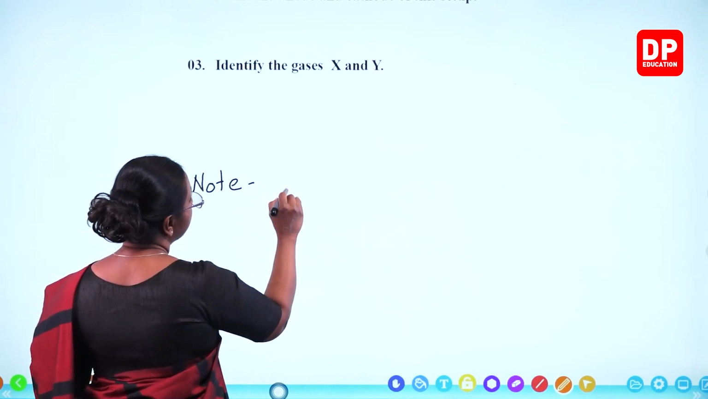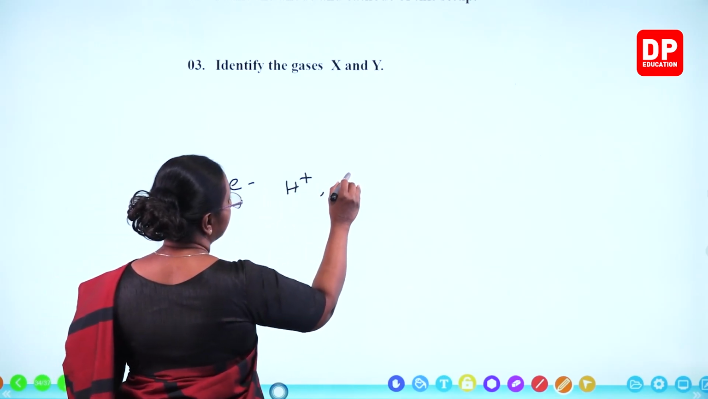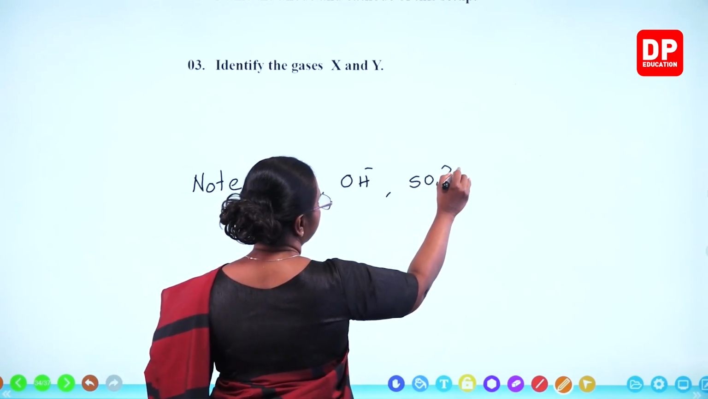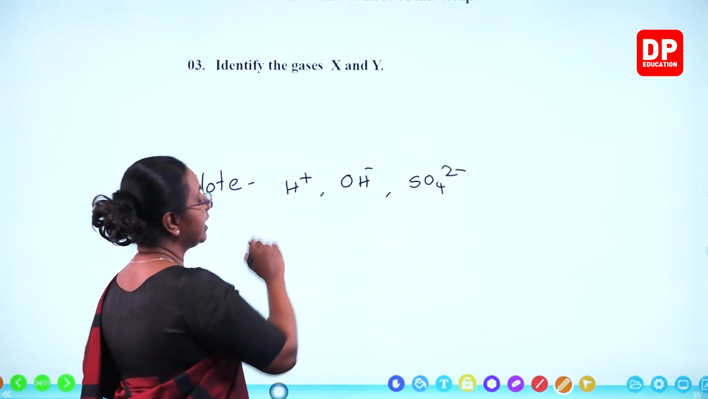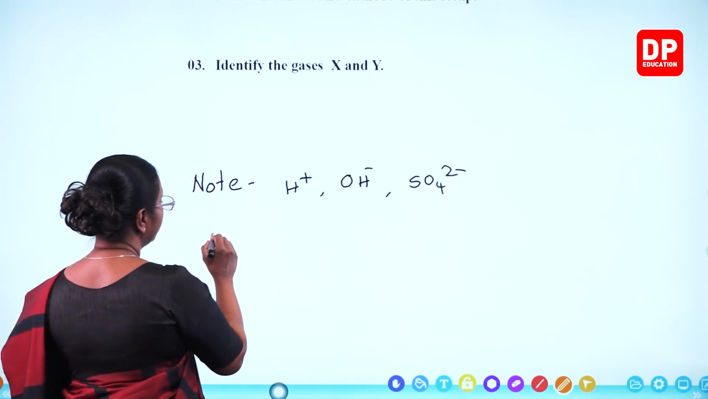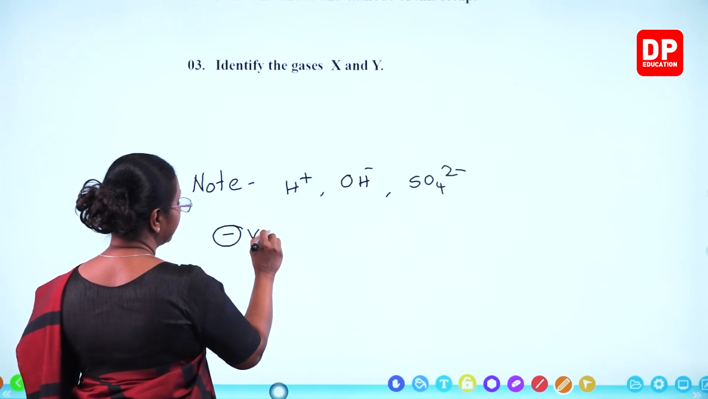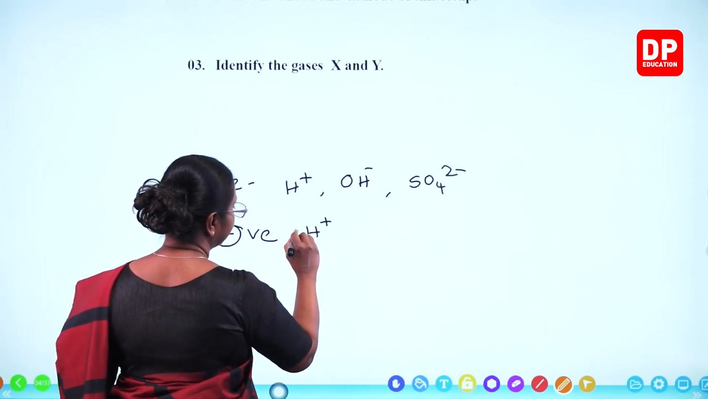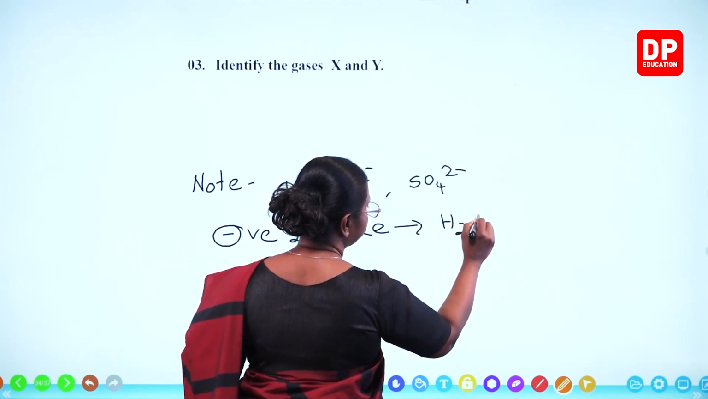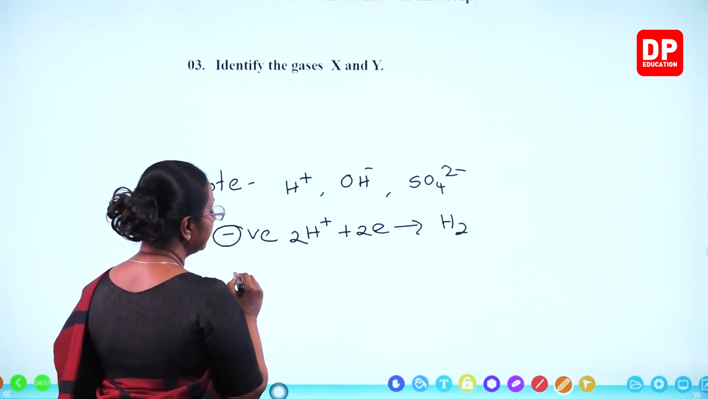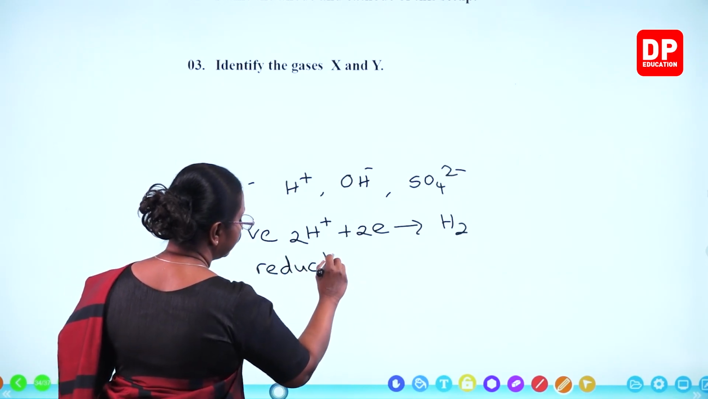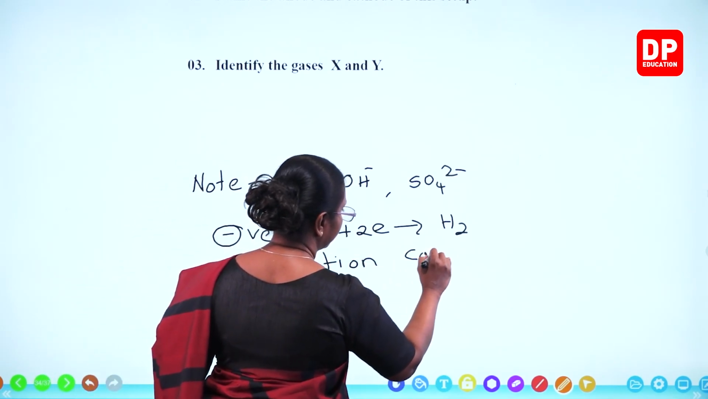Now there are H plus ions, OH minus ions and sulfate ions from acid. So we have only H plus ions from water and acid. So they move towards the negative electrode and take up electrons and get reduced to H2 gas. So that is the reduction. So the negative electrode where reduction occurs is the cathode.